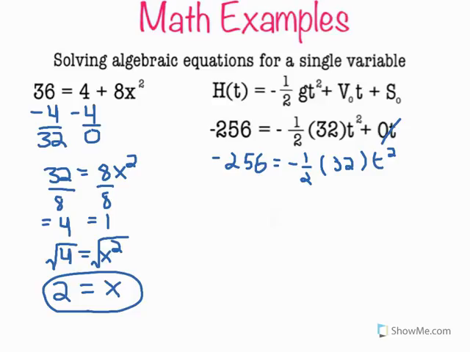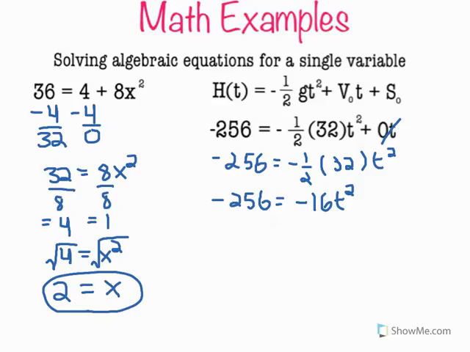The answer is 16. And since it was a negative 1/2 times 32, we must make the 16 negative because a negative times a positive is a negative. Our equation now reads negative 256 equals negative 16 t squared.